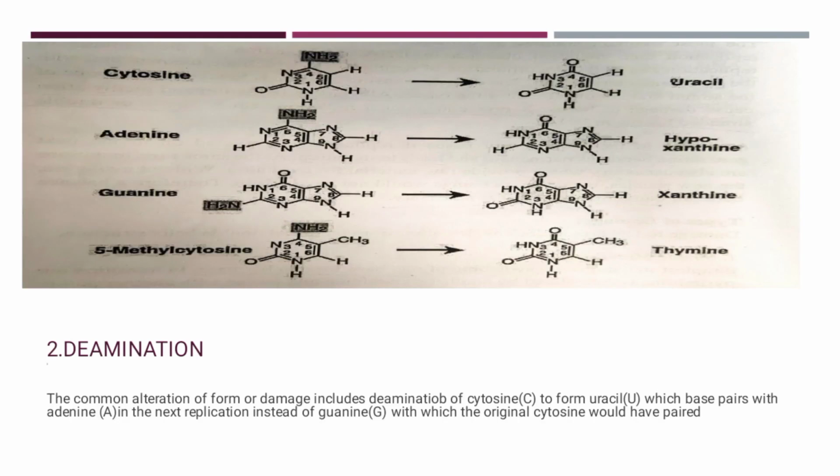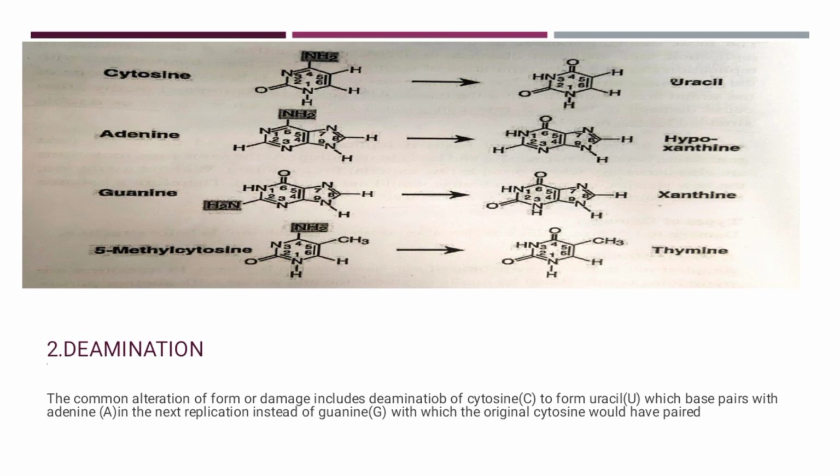Second one, deamination. A common alteration of DNA damage includes deamination of cytosine to form uracil, which base pairs with adenine in the next replication instead of guanine, with which the original cytosine would have paired. As uracil is not present in DNA, adenine base pairs with thymine. Therefore, the cytosine-guanine pair is replaced by a thymine-adenine pair in the next replication cycle.